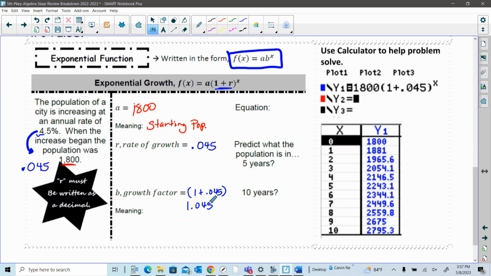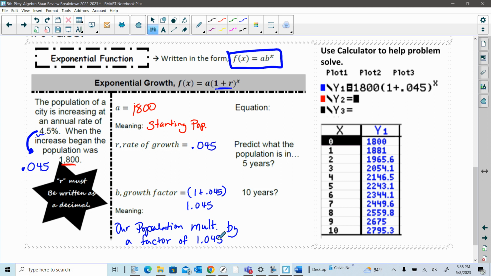And so basically the population multiplies. It multiplies by a factor of 1.045.